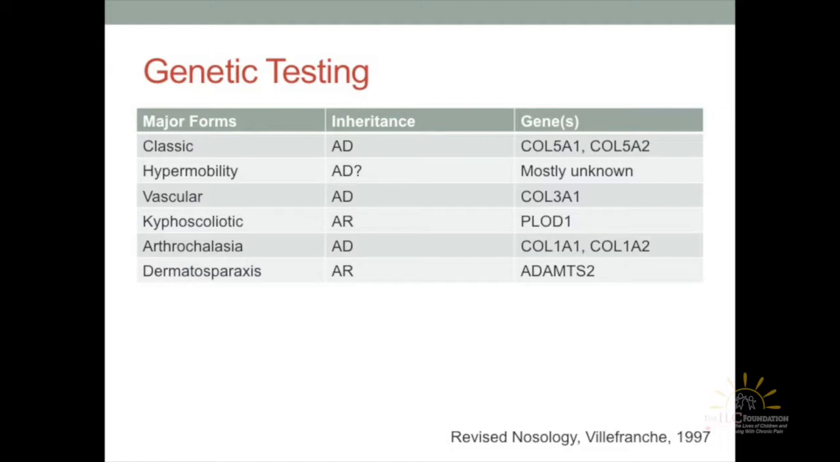So what's important about these different classifications is that we've been able to separate them by their inheritance pattern, whether it's autosomal dominant or autosomal recessive. And for many of these forms, we've been able to identify genes associated with the disease. For the classic form, we've found COL5A1 and COL5A2 to be linked with the disease. Genetic testing, which we would preferably do for confirmatory reasons, has in the literature been said to involve COL5A1 and 2 in as low as 50%, but as high as 90%. And in terms of the hypermobility kind, unfortunately, the genes are mostly unknown.